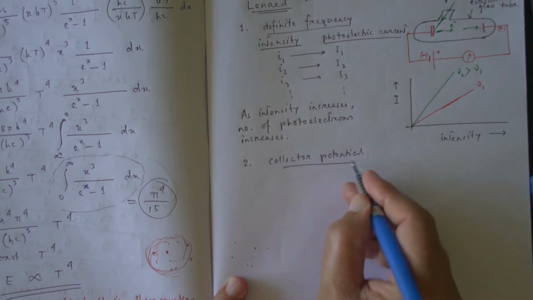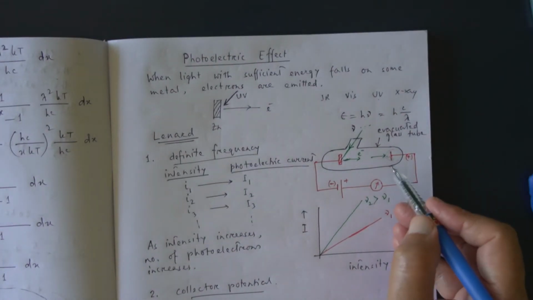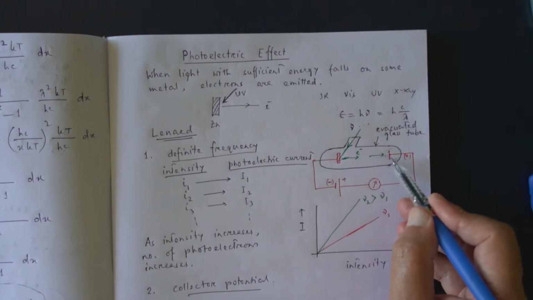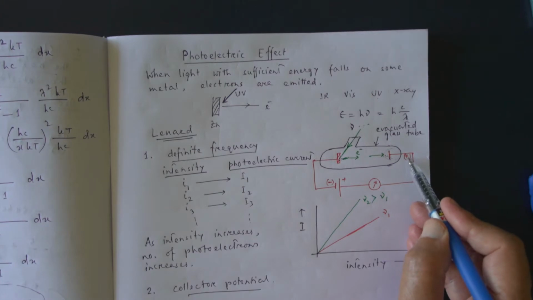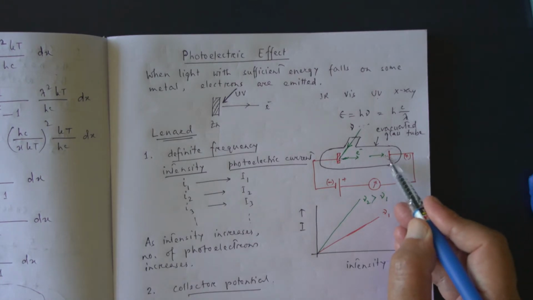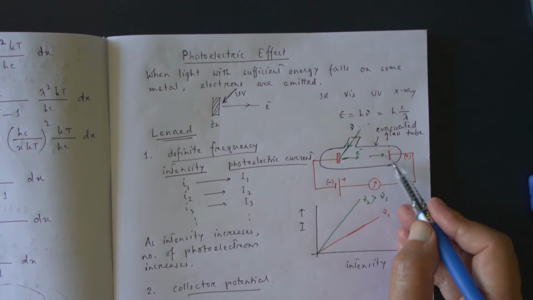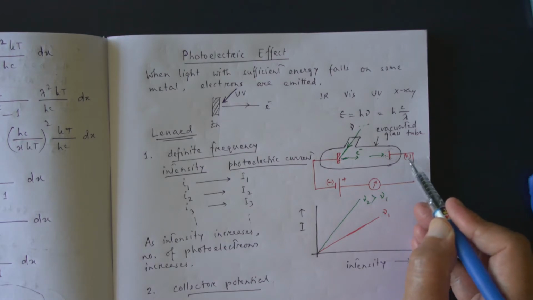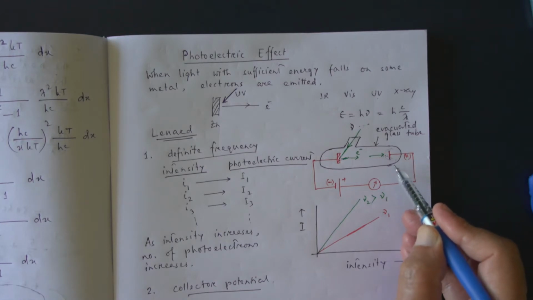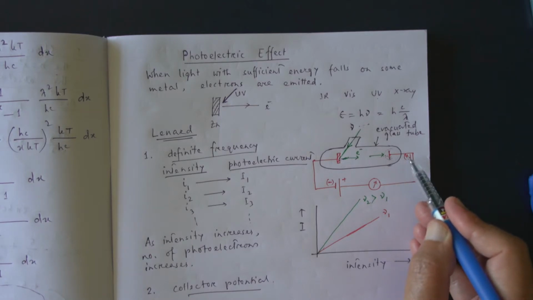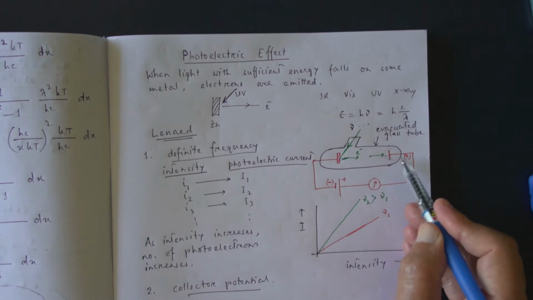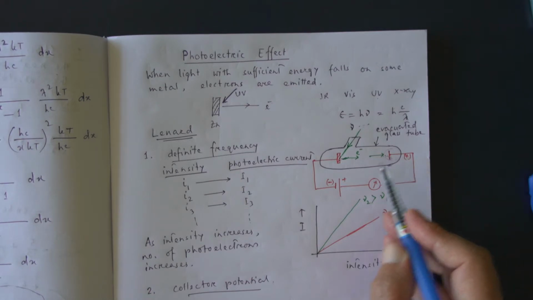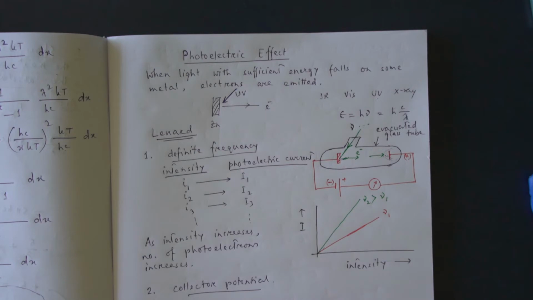Collector potential. The potential at this electrode is called the collector potential. Normally it is positive. Now what Lenard did is that he decreased the positive potential here, and then increased the negative potential here. And simultaneously he measured the photoelectric current.